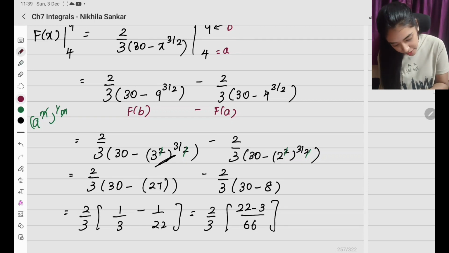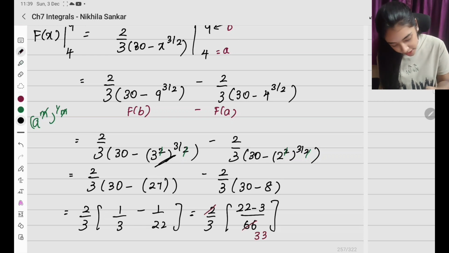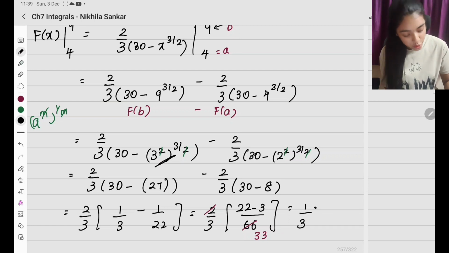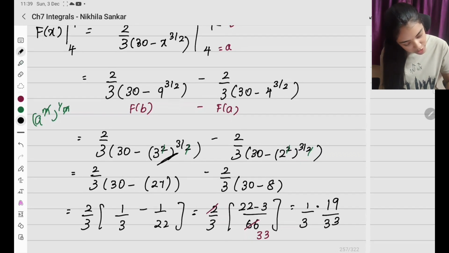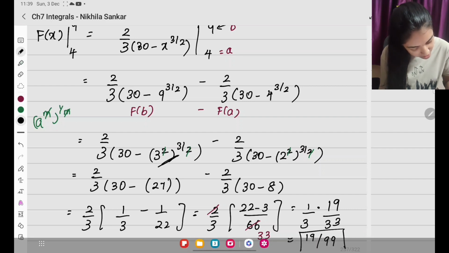When I simplify, what do I have? 2 times 33. In the numerator, what do I have? I have 1 by 3 times 33. Let that stay as it is. Times 22 minus 3, which is going to be 19. So, I have 19 divided by 33. So, what is my final answer going to be when I multiply this? I have 19 divided by 99. So, this is my final answer.